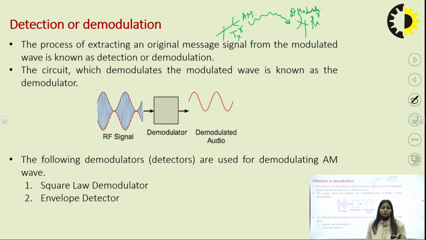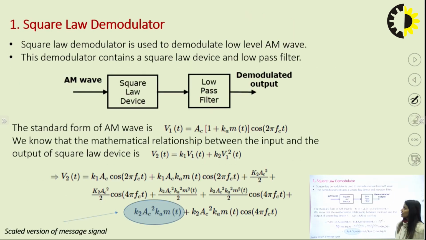So there are two types of demodulators or detectors. First is the square law demodulator and second one is the envelope detector. Coming to the first one, what are we going to do? We have received the amplitude modulated wave at the receiver side. So we will pass this amplitude modulated wave through a square law device, and then we will pass it through a low pass filter. This is the concept. Square law device and then low pass filter.